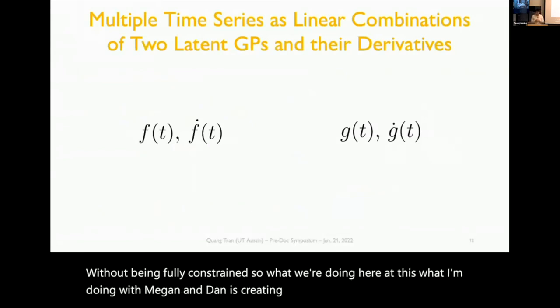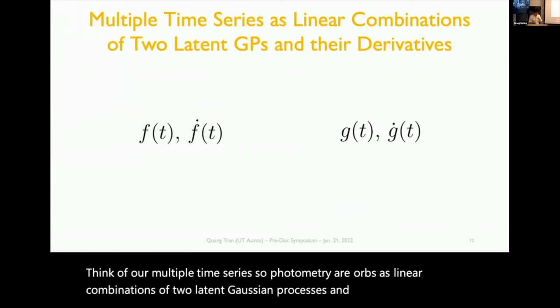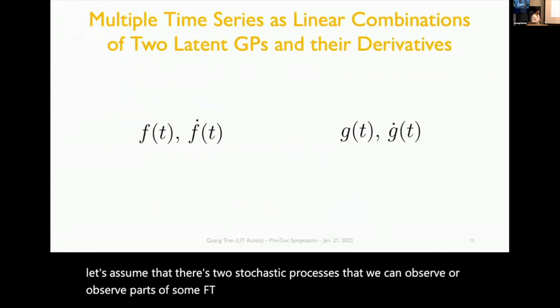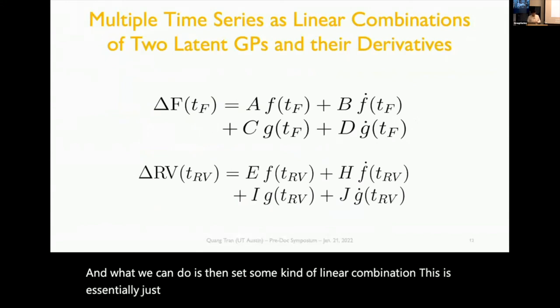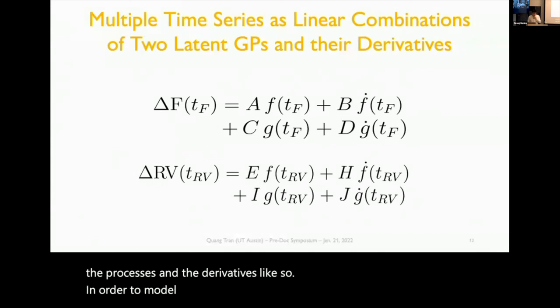creating a model where we think of our multiple time series, photometry or RVs, as linear combinations of two latent Gaussian processes and their derivatives. Let's assume there are two stochastic processes that we can observe parts of, some F(t) and G(t), and their derivatives, which we can figure out, F dot and G dot. We can then set up some kind of linear combination, essentially summing different amplitudes of these processes and their derivatives, in order to model what our flux and RV look like.